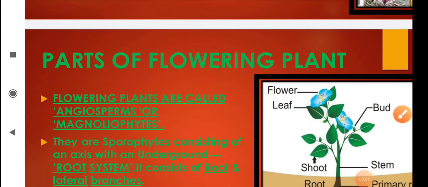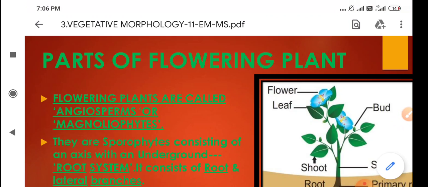My dear children, in this slide we will see about parts of flowering plant. Flowering plants are called angiosperms or magnoliophytes. What are flowering plants called? They are called angiosperms or magnoliophytes.